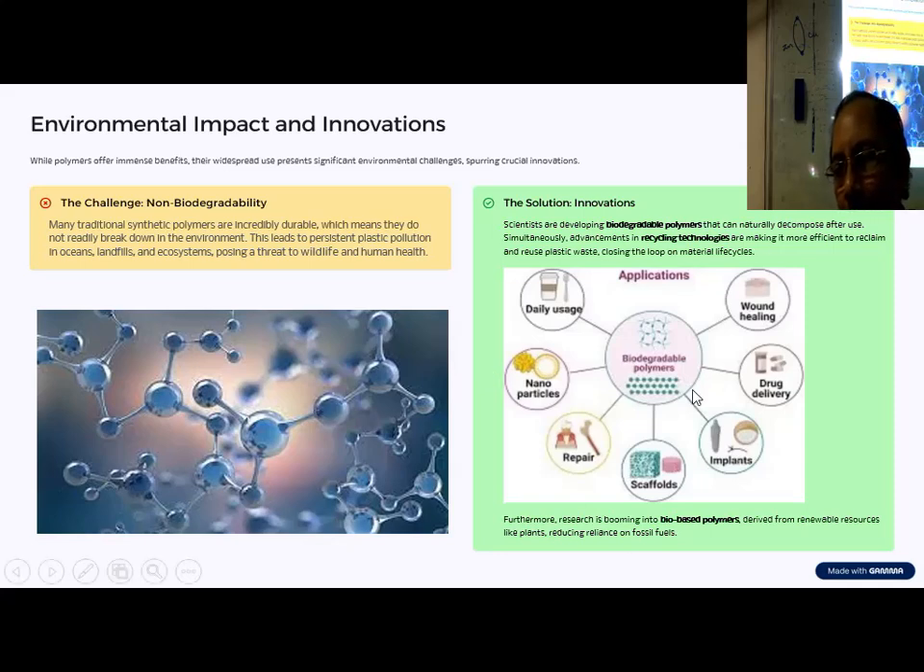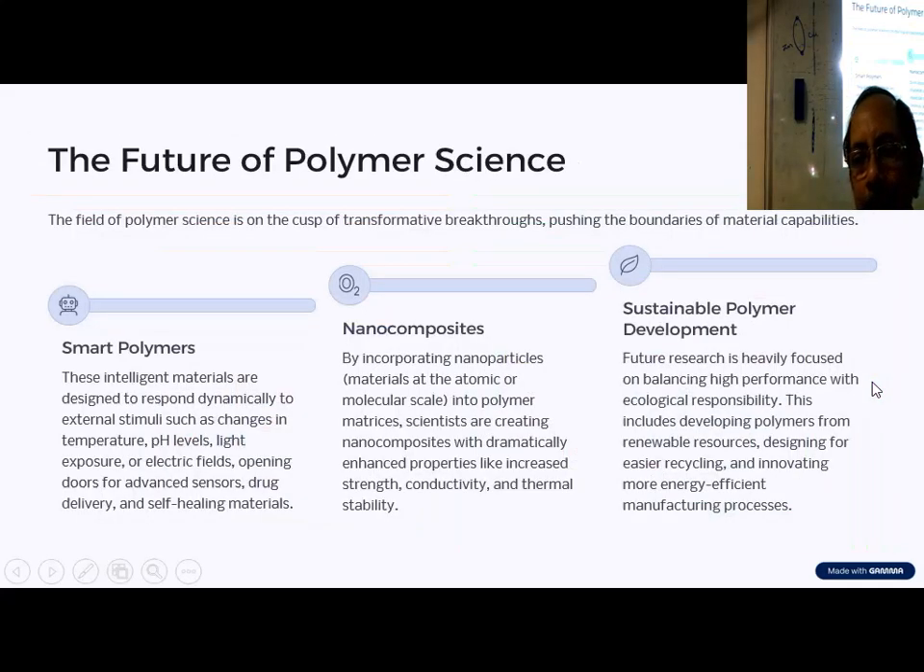Okay, so that's all. Different types of this, there are smart polymers, nanocomposites, sustainable polymer development. Some polymer which can be sustainable. Sustainable means it will be helpful for energy renewal. This polymer will not hamper the environment. So that is sustainable. What is the meaning of the term sustainable?